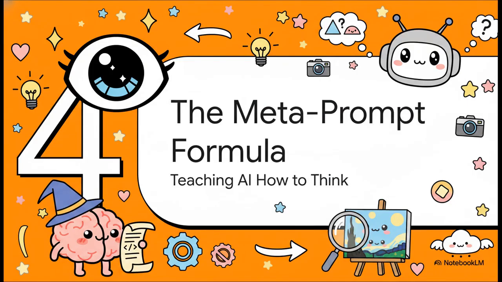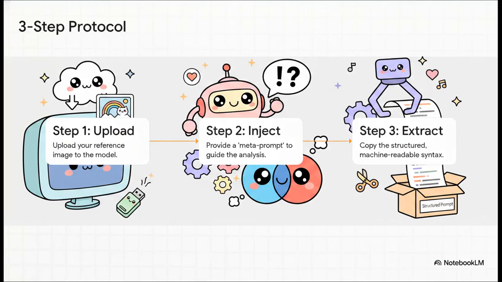And because it can see natively, we can use this really clever trick to get exactly what we want. This is the secret sauce right here, the meta prompt formula. We're not just going to ask the AI a question, we are going to teach it how to analyze the image for us. And it's this super simple but really elegant three-step process.